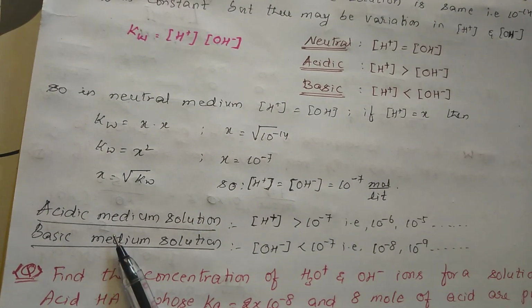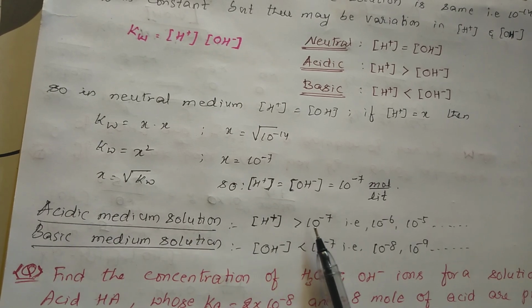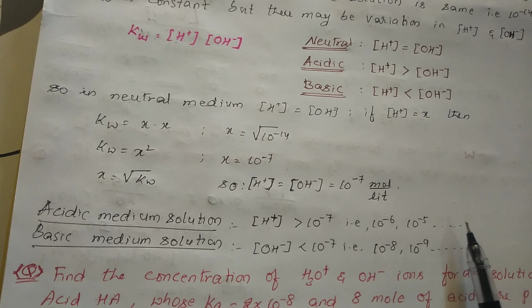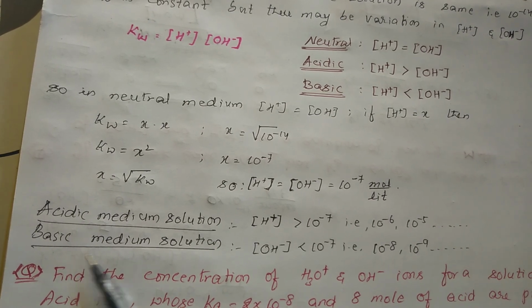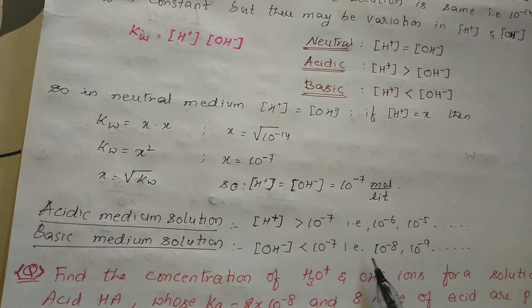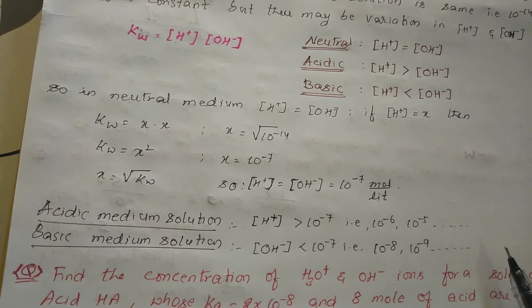If you see an acidic medium, what happens? H plus concentration is greater than 10 power minus 7, meaning it should be 10 power minus 6, 10 power minus 5, 10 power minus 4, 10 power minus 3, like that. If you go to the basic medium, what happens? It should be less than 10 power minus 7. So it is 10 power minus 8, 10 power minus 9, 10 power minus 10, up to 10 power minus 14.